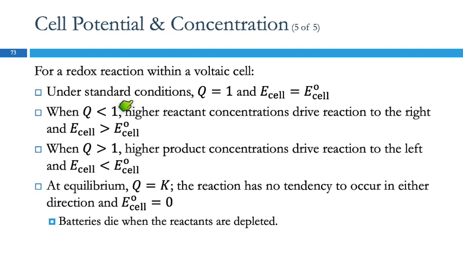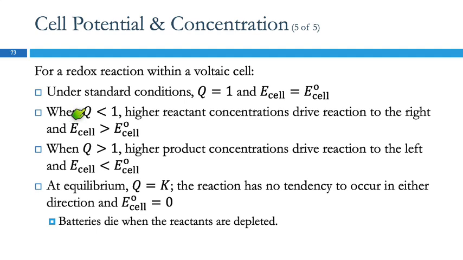Under standard conditions, Q equals 1. So Q equals 1, and then the log of 1 is 0, right? And so the cell potential is equal to the standard cell potential under standard conditions, right? Standard conditions: 1 molar solutions, 1 atmosphere of pressure for gases. Is that what most cells operate at? Absolutely not. They don't.